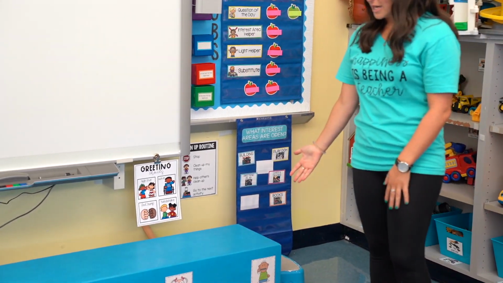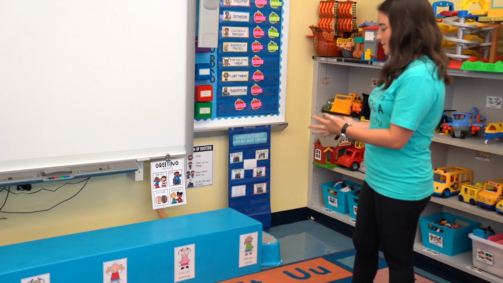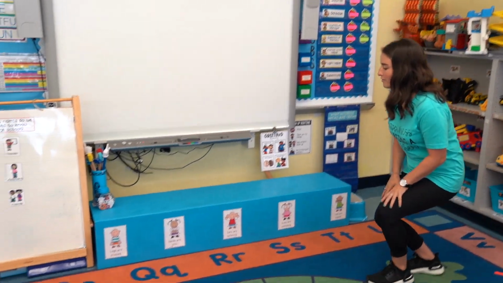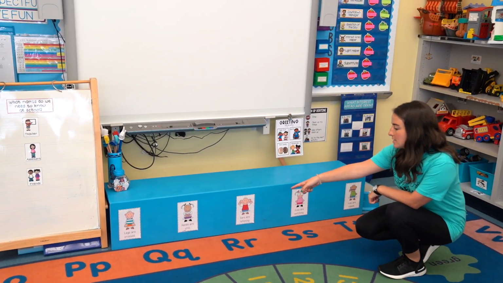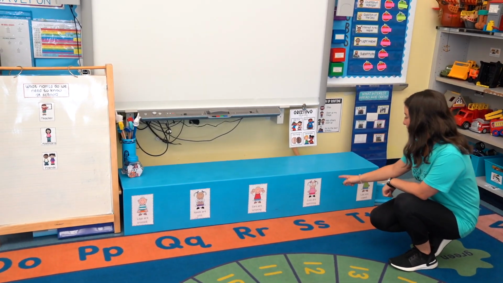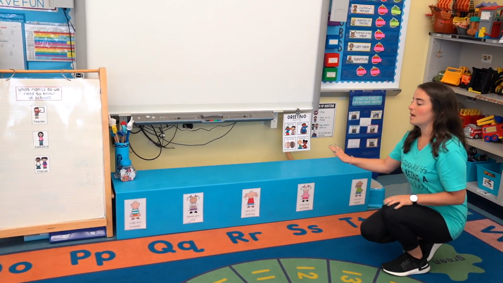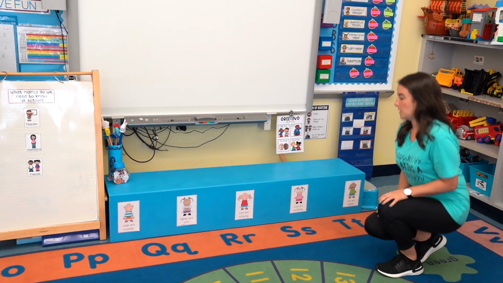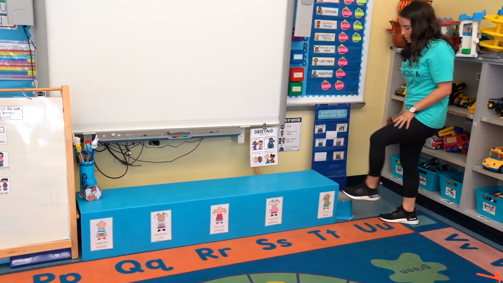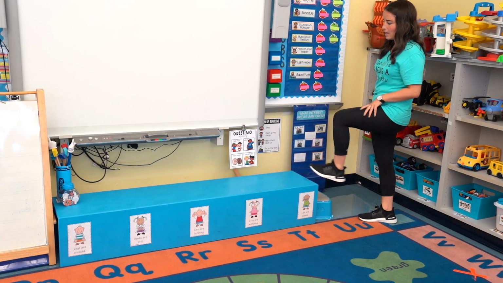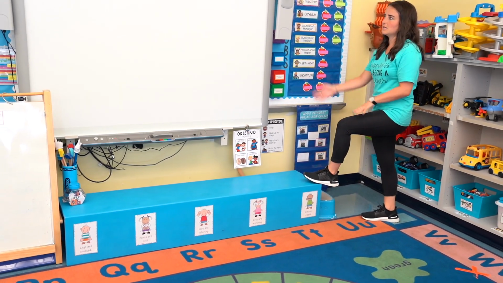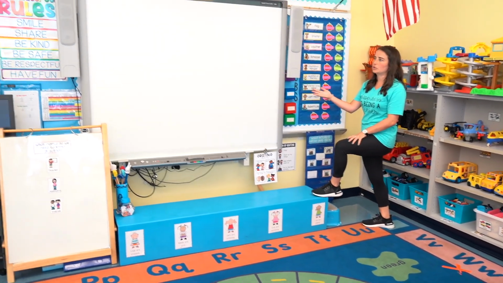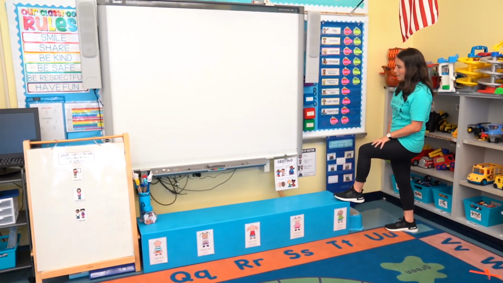This beautiful bench was actually made for me by one of my students' dads, and it just has our Give Me 5 rules. So legs are crossed, hands are still, ears are listening, eyes are watching, and lips are zipped. That was a free resource I got on Teachers Pay Teachers. We have our little stool right here so students can get up on the bench. The bench was really because the smartboard is too tall and my students couldn't reach it. So the bench has really been helpful.